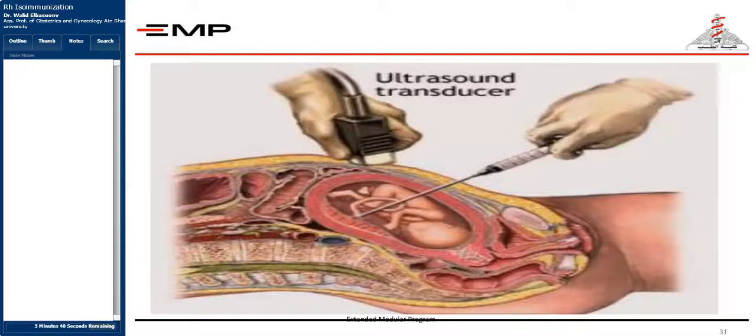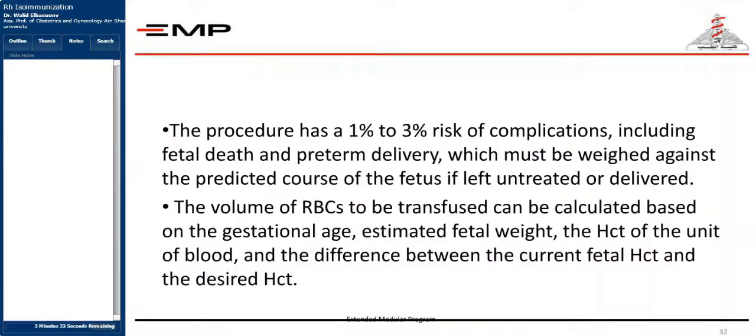This procedure is repeated after 2 weeks, and then it's repeated every 3 weeks until you either reach 35 or 30 weeks, or you find that the baby is doing fine by following up with the middle cerebral artery peak systolic velocity. The procedure has a 1 to 3% risk of complications, including fetal death and preterm delivery, which must be weighed against the predicted course of the fetus if left untreated or delivered.